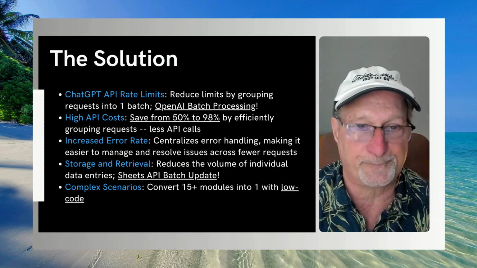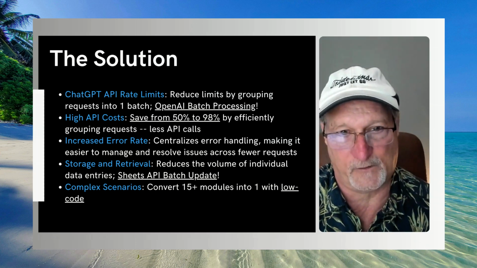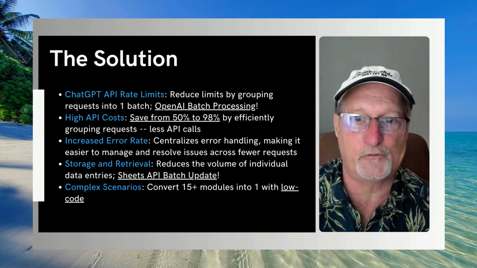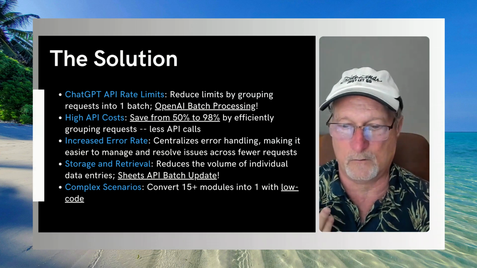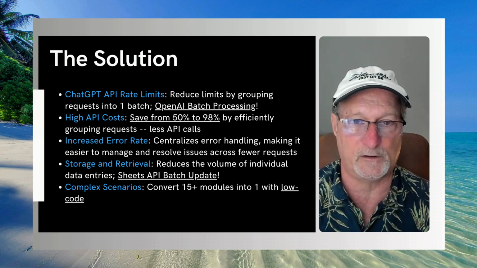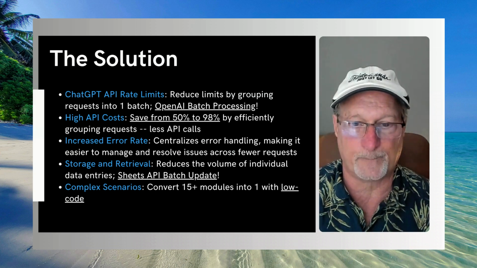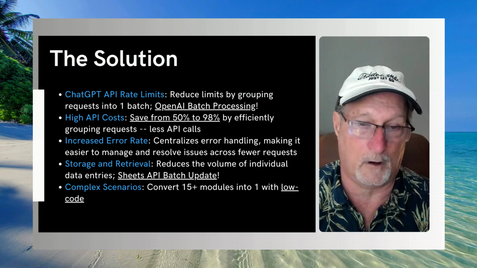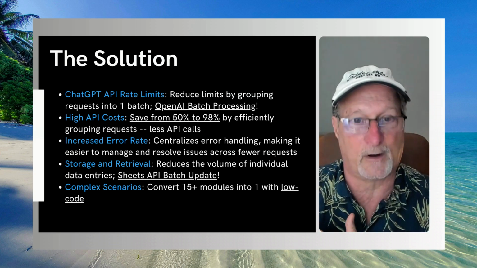So the solutions. Well, there's an OpenAI batch processing solution. By using that, you can reduce these limits by grouping these requests into one batch. So let's say you wanted to do 10,000 rows of inputs from a spreadsheet that is fed into ChatGPT. Normally that's done one at a time. Well, now we could take hundreds, thousands, 10,000, put them into one batch and let it process.